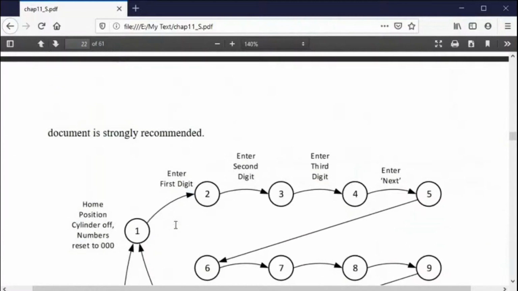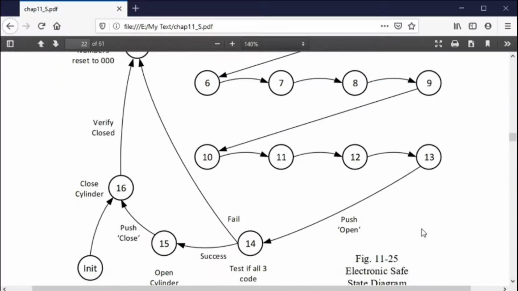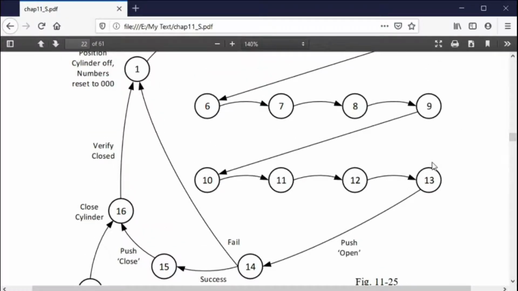Well, here you see it right here. Enter the first digit, enter the second digit, enter the third digit, hit next. In other words, if you don't get these right, you ain't getting it. But again, you take all that information in. When you push open, if all 9 digits are correct, you have success and you open the cylinder. Otherwise, you don't, and you go back up here and you start over again. You basically go back to 0. So you see what it does. It collects all the information, and then you push the word open, and then it either decides to give you a success or failure.